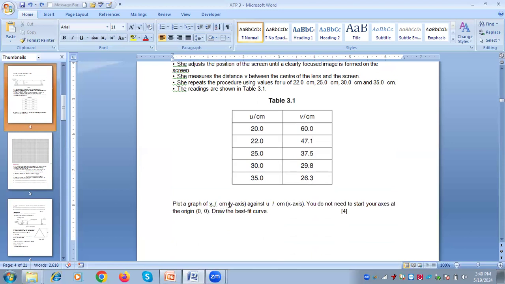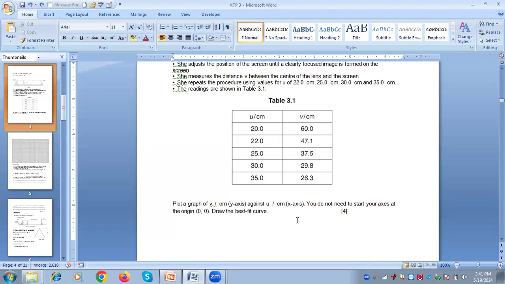Here, plot a graph of v. You have to take v along the y-axis and u along the x-axis. It is not necessary to start the graph from the origin. It is not necessary that you begin from 0, 0. You can choose any appropriate value and the graph will be a curve as mentioned here. When you plot the graph, please follow the instruction. The quantity to be taken along the y-axis must be taken along the y-axis, and the quantity to be taken along the x-axis, you have to take it along the x-axis.